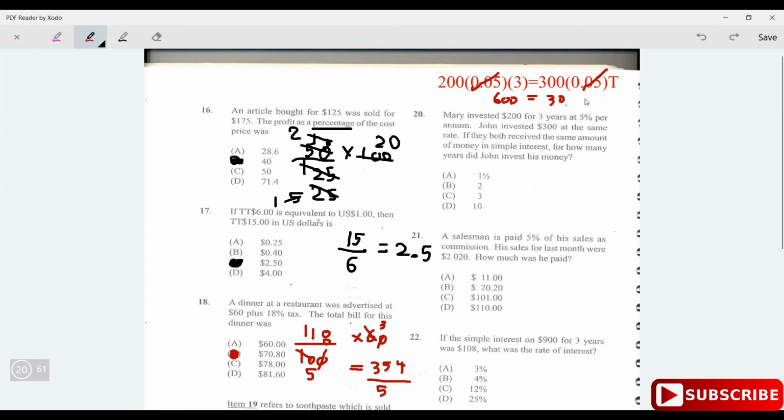Now what times 300 gives you 600? 2. So t equals 2. That means John invested for 2 years. Easy question. So, question 21.